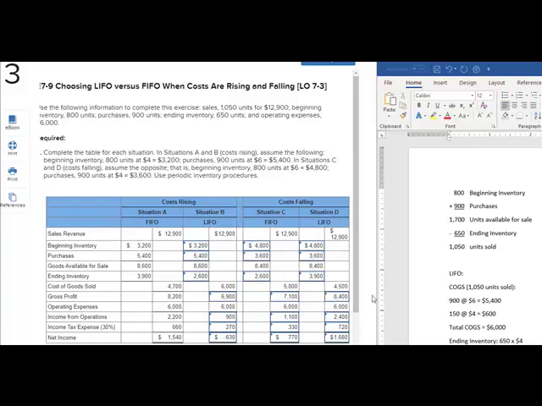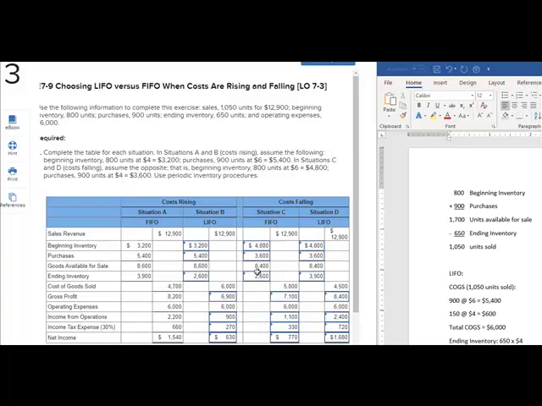Then we're going to do this all over again, assuming now that our costs are falling. Because remember, in this previous example, our inventory prices were rising. They were 4, then they rose to 6. Well, now we're assuming the opposite, that the units in beginning inventory cost 6, so that would have been the amount we paid last period, and the new purchases cost $4 each.